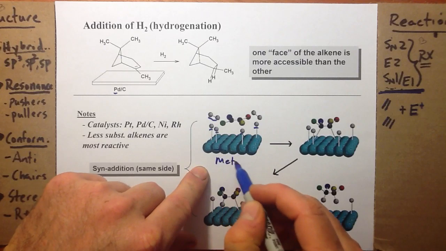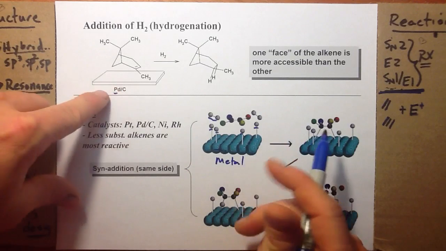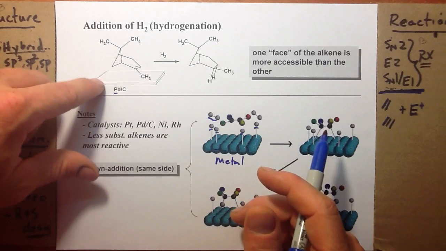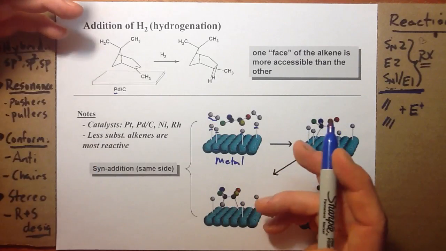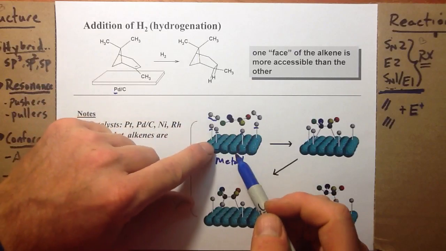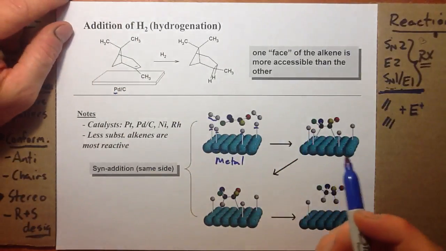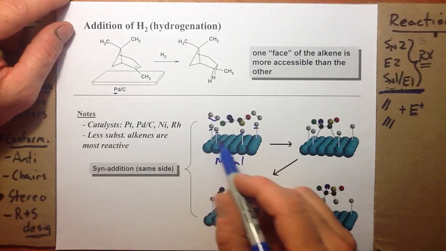This is our metal. We're representing it by this plate here. That's our metal. So it's a heterogeneous reaction where the hydrogen has already reacted with the metal surface. These are now a much more reactive form of hydrogen.